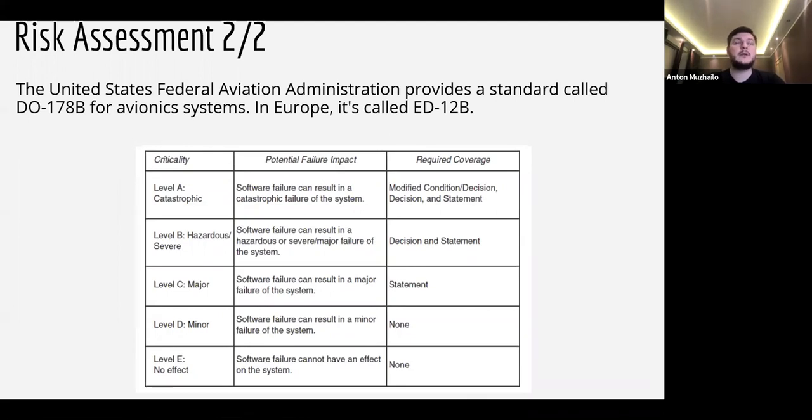For example, if you're creating software for planes in the avionics domain, you usually should follow some policies and standards. There is a standard called ED-12B for Europe and DO-178B for the States that have their own classification of the risks. They even have the associated test coverage. So if you have a risk with level A, catastrophic, you have to achieve the required coverage. I mean the component testing coverage, by decision statement coverage and modified condition decision coverage. For hazardous, it can be different coverage, etc.